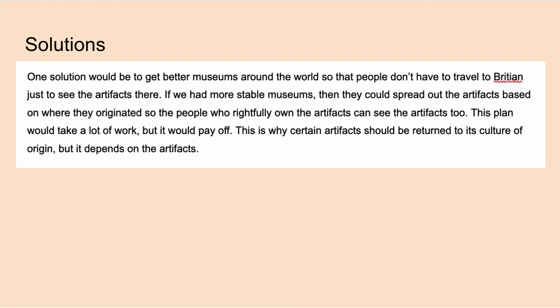This plan would take a lot of work, but it would pay off. This is why certain artifacts should be returned to its culture of origin, but it depends on the artifacts. I like how this solution is very detailed and specific, and they repeated their claim at the very end.